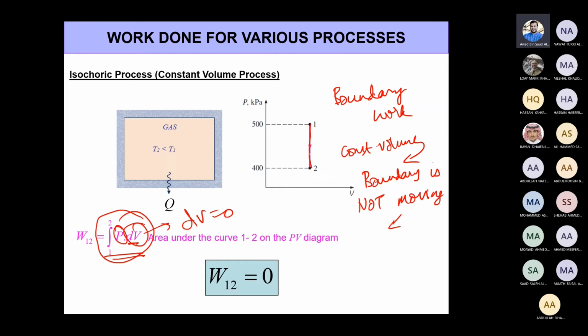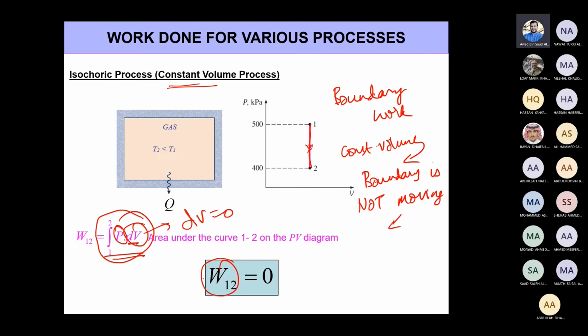And that's what we understand from this graphical representation as well. If you're looking at this line 1 to 2, it's a straight vertical line. There is no area under the line. So therefore, for a constant volume process, always remember the boundary work output or boundary work input is going to be zero. Okay. All right.